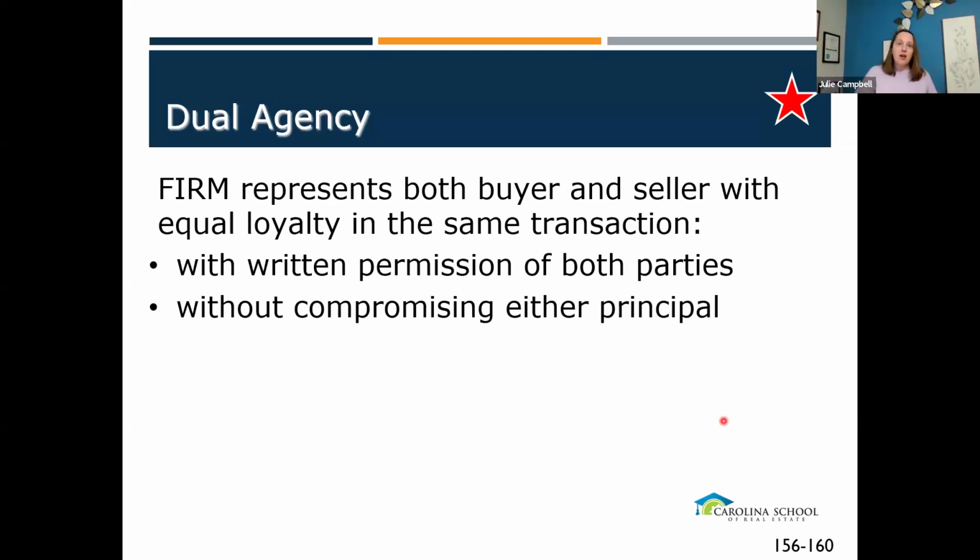And if they still say no, then we can't show it to that buyer client. If they change their mind, then we do so in writing on the agency agreement. Dual agency.